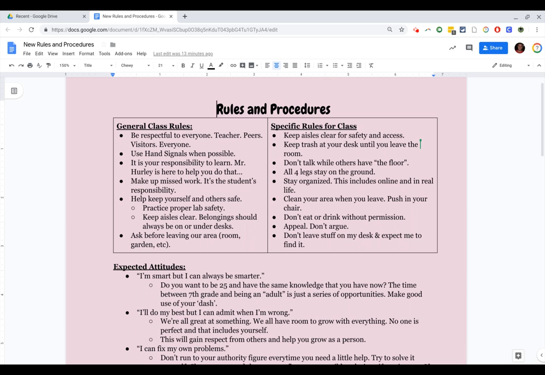Appeal, don't argue. I'll harp on this all year long. Appeal, don't argue. I don't mind, and actually I encourage you to appeal. Say, hey, Mr. Early, I know you said this. This is what I understand. This is what I think. Can we change that? Do you think this is a better idea? You can appeal. That's fine. And you can do that for the rest of your life with most people that are around you.